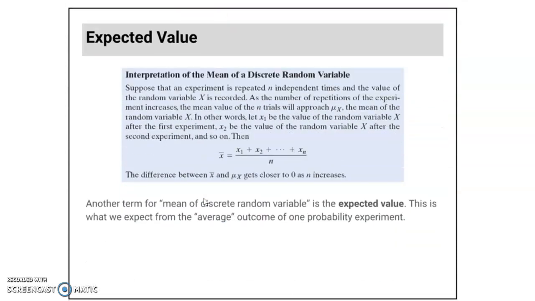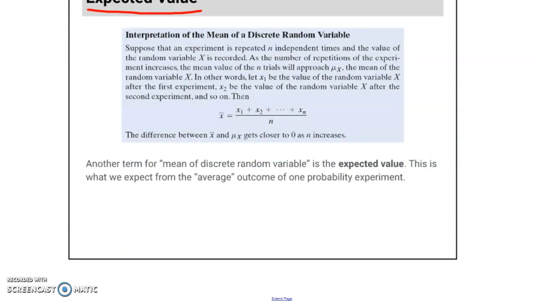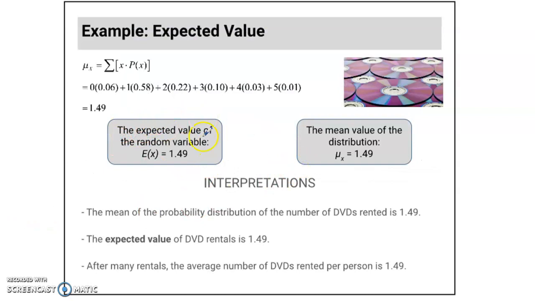It actually translates out to what's called the expected value. As you could probably guess, the expected value is what we expect to happen. Another way to think of expected value is the average outcome. So for example, as you do more and more experiments, you get an expected value that is more and more similar to the average value. In other words, it's what we expect from the average outcome of one probability experiment. So in this case, that means that the expected value of this random variable is 1.49.